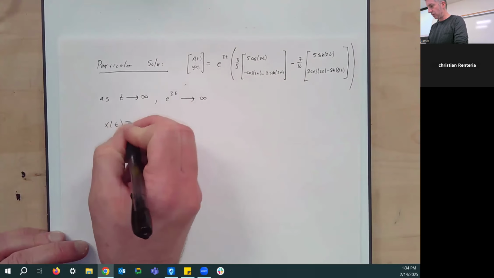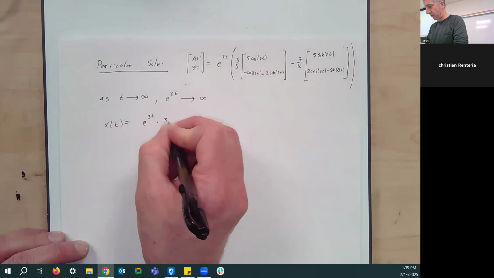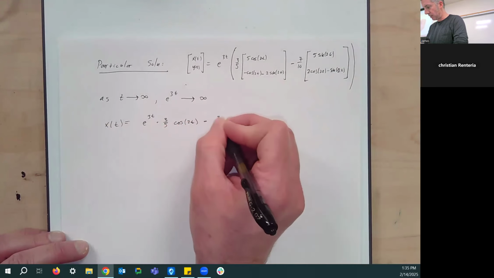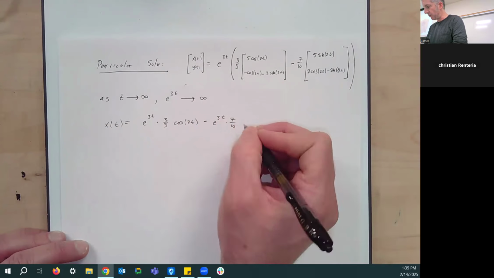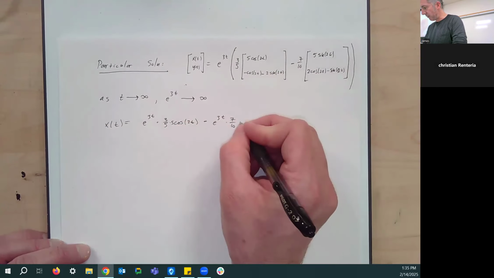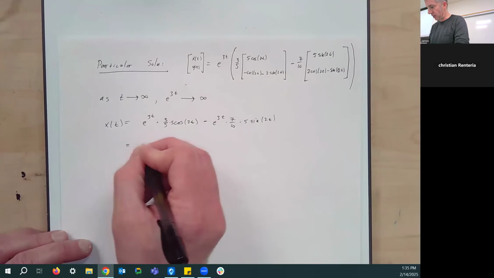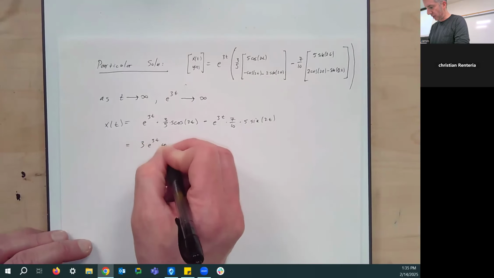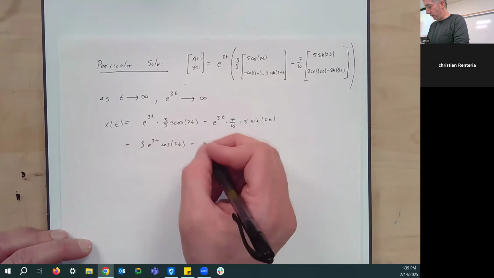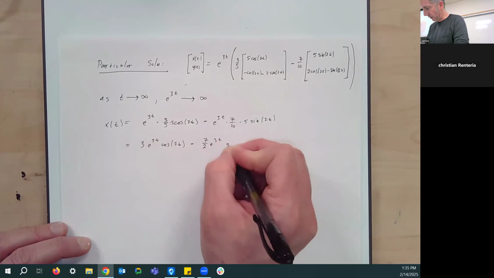x of t is equal to the top part, so it's going to be e to the 3t times 3/5 times cosine of 2t minus e to the 3t times 7/10, oh, I forgot the 5 there, sorry, 5 times 7/10 times sine of 2t. I could have made it look nicer. This is equal to 3e to the 3t cosine of 2t minus 3.5, or 7/2, e to the 3t sine of 2t.